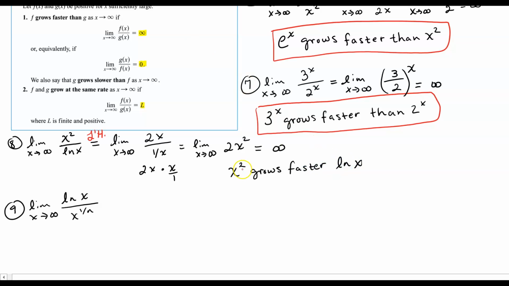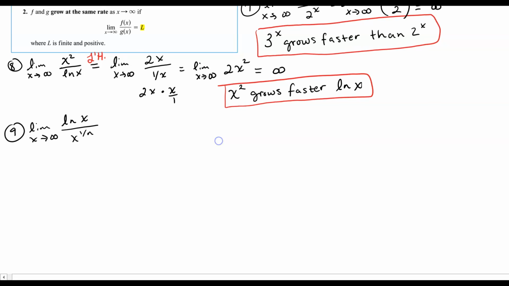So just keep that in mind. That's how we would do it. One more example here. We're comparing, in this case, the natural log of x to x to the 1 over n power.